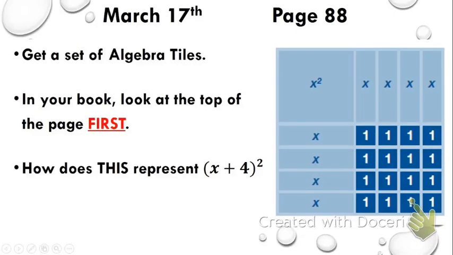Have you guys worked with algebra tiles before? Yeah, in middle school. Back in middle school? That's fair enough. Some people are totally unfamiliar with them.